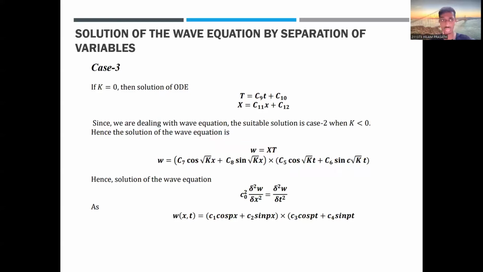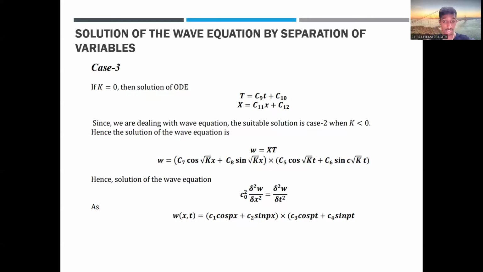Case 3, if k is equal to 0, then the solution of the ODE is T equals c9 t plus c10 and X equals c11 x plus c12. Since we are dealing with the wave equation, the suitable solution is case 2 when k is less than 0. Hence the solution of the wave equation is c7 cos square root of kx plus c8 sine square root of kx times c5 cos square root of kt plus c6 sine square root of kt.